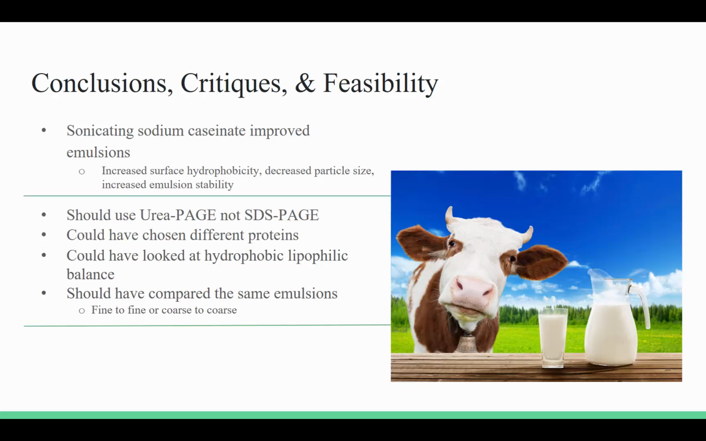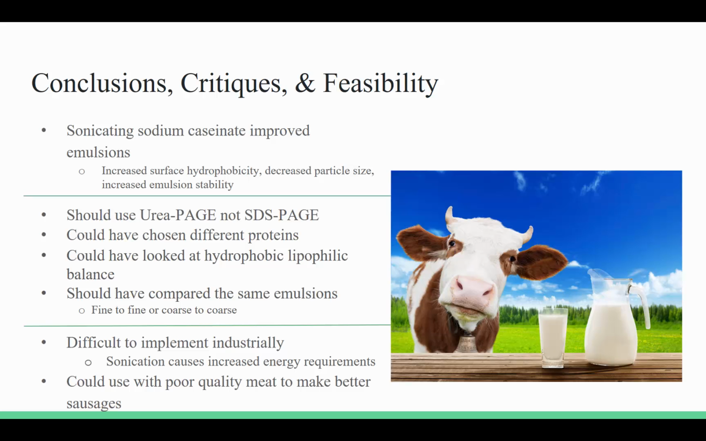Some of the critiques are that, again, they should have used urea PAGE instead of SDS PAGE. They could have chosen a different protein, since caseinate is already a good emulsifier. They could have looked at the hydrophilic-lipophilic balance, which tells you if you have a good emulsion. And they could have compared the same emulsion types, so instead of comparing a fine to a coarse emulsion, comparing a fine to a fine or a coarse to a coarse. And then feasibility: it's difficult to implement industrially, especially since casein is already a good emulsifier.